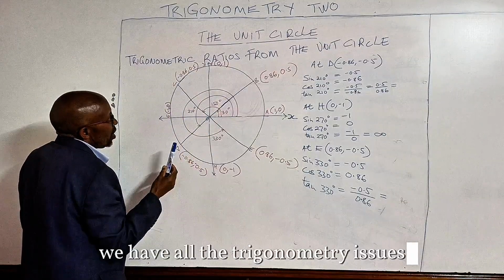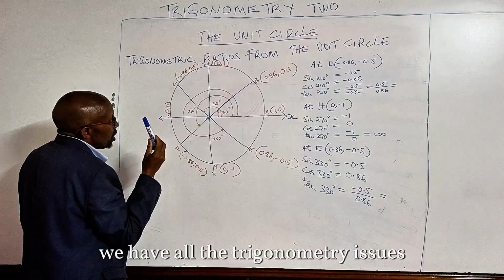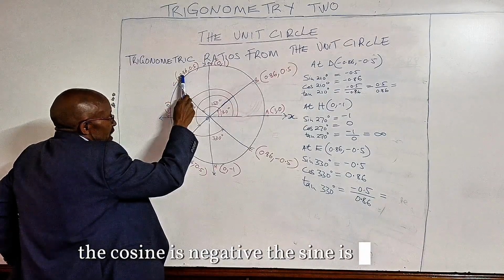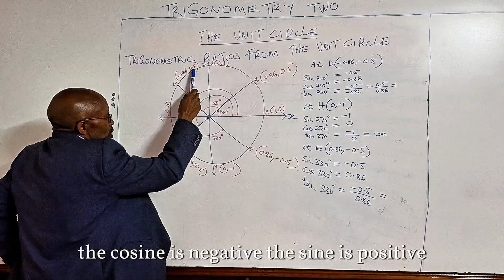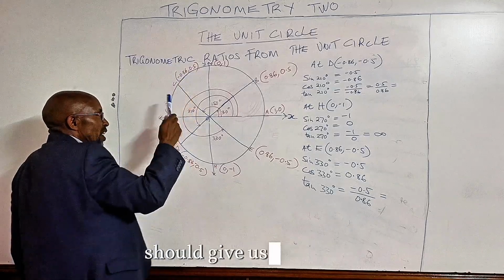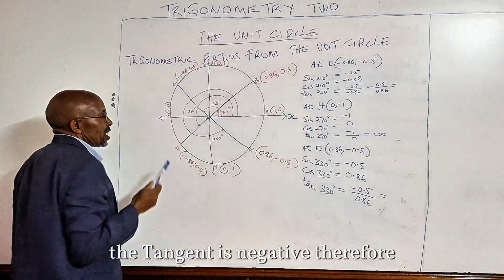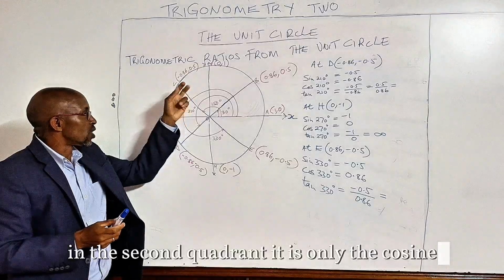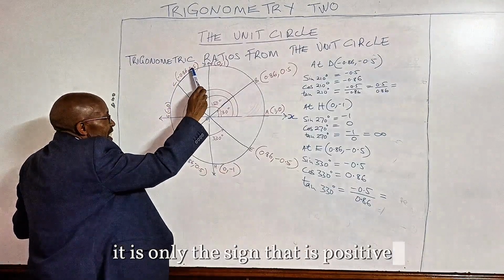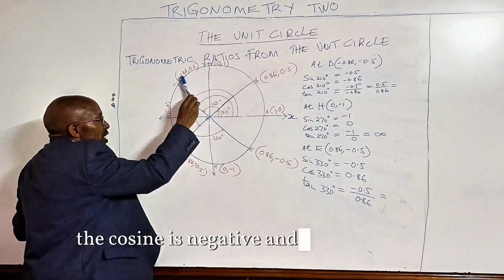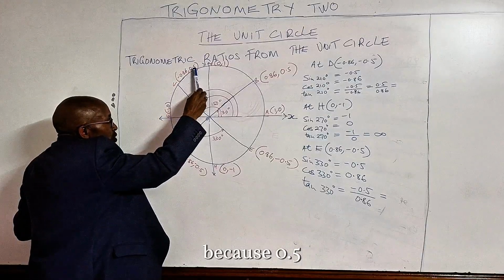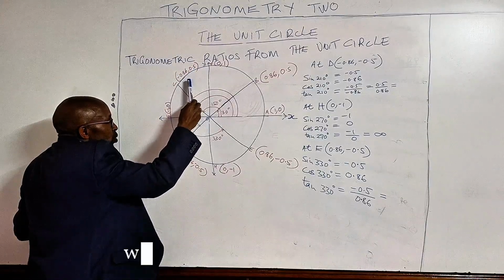we have the trigonometric ratios. The cosine is negative, the sine is positive, but the tangent, because this is positive over negative, should give us a negative. The tangent is negative. Therefore, in the second quadrant, it is only the sine that is positive. The cosine is negative and the tangent is negative, because 0.5 divided by negative 0.86 will give us a negative answer.